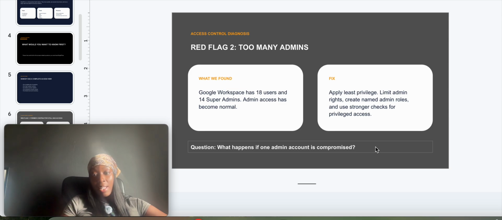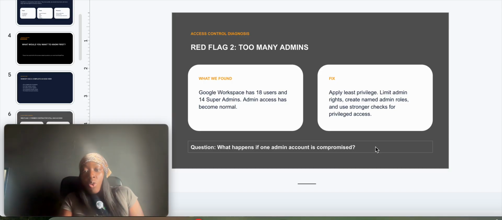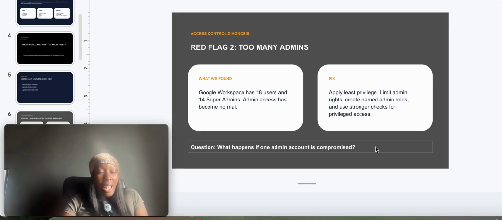Next, limit admin rights. So create named admin roles. So I like to be quite granular. So rather than having a generalized admin role, you might set up an admin role for a specific thing. So that means you can assign said role to a person. They only have access to the activities or the permissions they need for that privileged activity. And then once you're done, it's either revoked, or even if they have to have standing access, the amount they can do is very, very limited. And then use stronger checks for privileged access. So it has to be justified. Just because someone had it before or someone wants it doesn't mean they should be given it automatically.